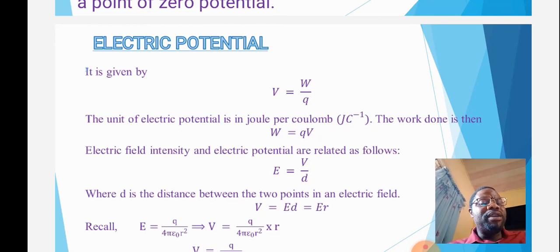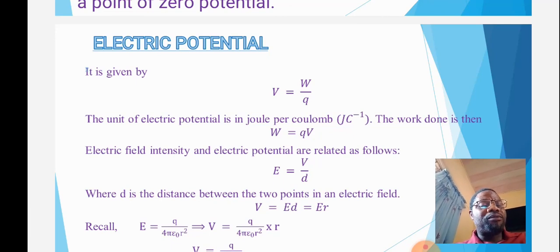So we now recall that E is equal to Q over 4 pi epsilon 0 r square. That means V is equal to Q over 4 pi epsilon 0 r square multiplied by r. So finally giving us that V is equal to Q over 4 pi epsilon 0 r. So that's for the electric potential.